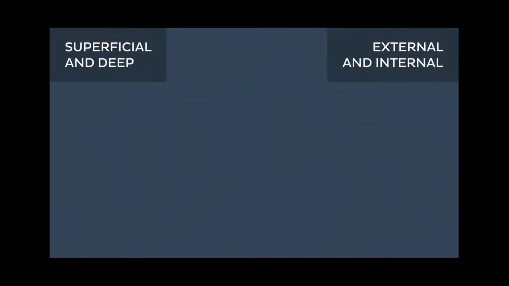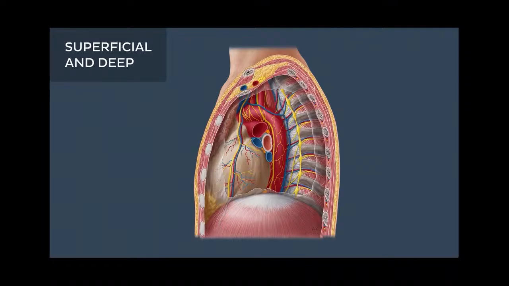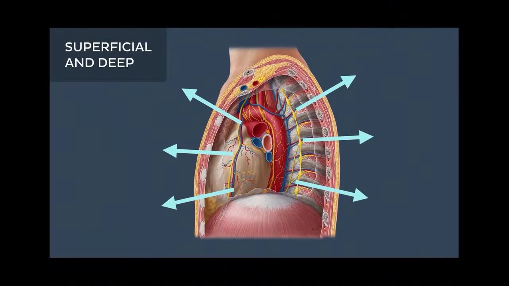Two additional pairs of terms which we need to look at now are superficial and deep, as well as external and internal. These are kind of related to each other, however are not completely interchangeable. Superficial and deep refer to position relative to the surface of something, usually the skin, for example.